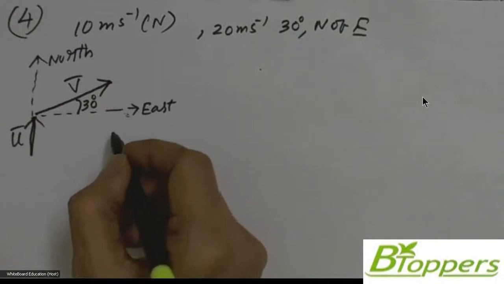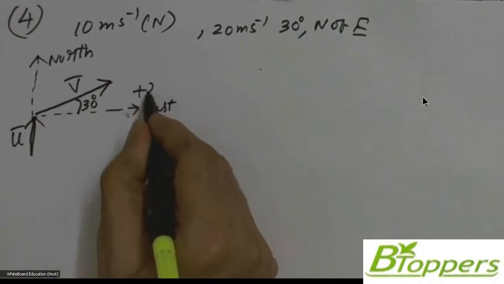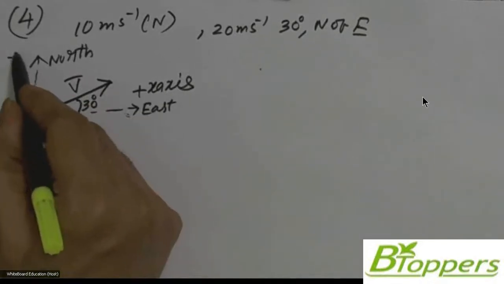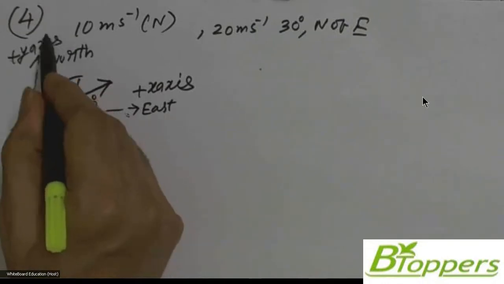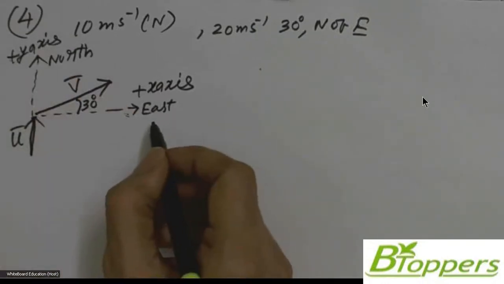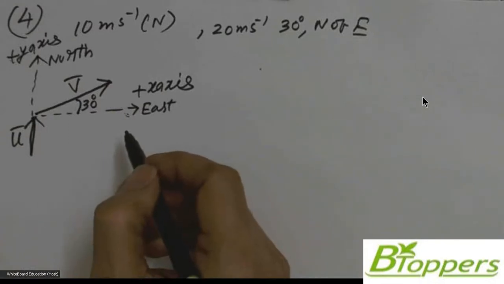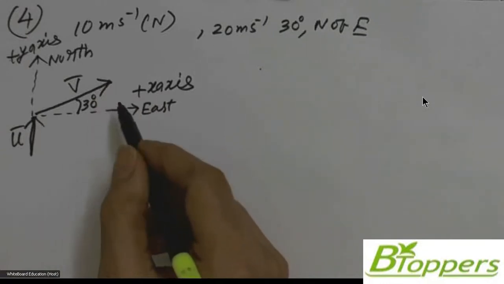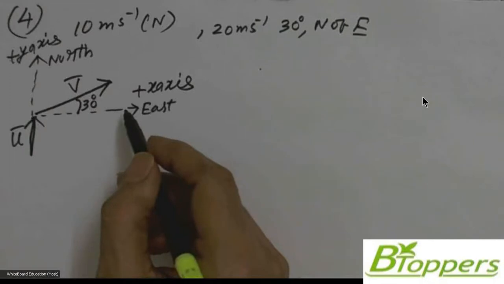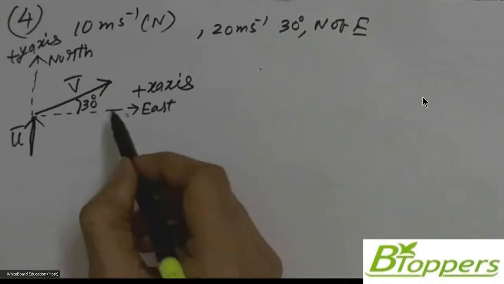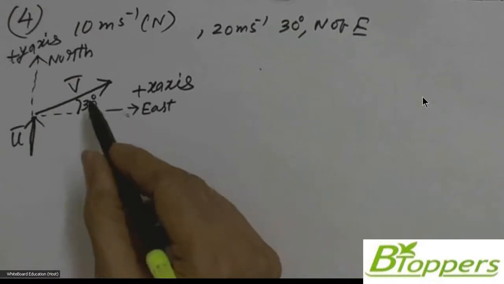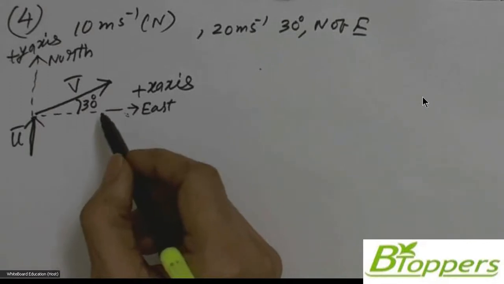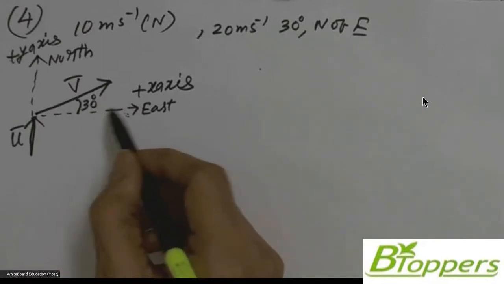So I choose the horizontal direction towards east as the positive direction of the x-axis. The horizontal direction towards north I choose as the positive direction of the y-axis. We can represent the final velocity vector v bar in terms of its two rectangular components and unit vectors along the x and y axes. We can resolve the velocity vector v bar into two rectangular components along the x and y axes. We can observe that v bar makes an angle of 30 degrees with the x-axis.